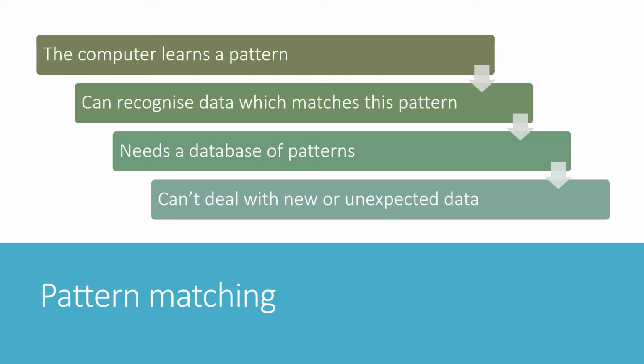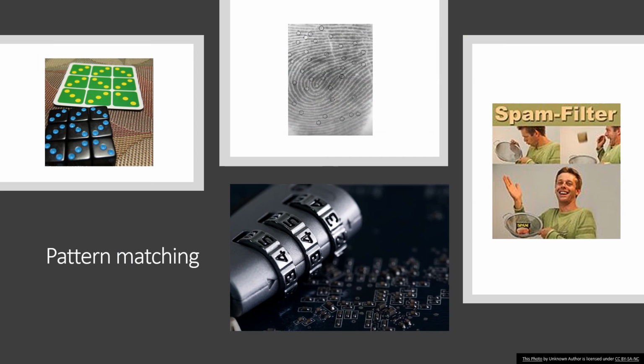Pattern matching has a lot of good features, but unlike some of the other methods that we've talked about, it can't be used to deal with new or unexpected data, because the computer is referring to patterns that we have already recorded. So pattern matching might be used to identify fingerprints, or to play games, to catch spam, for security, facial recognition. All of these are examples where the computer is looking for patterns that it already has recorded.